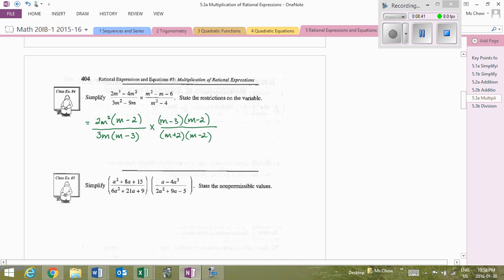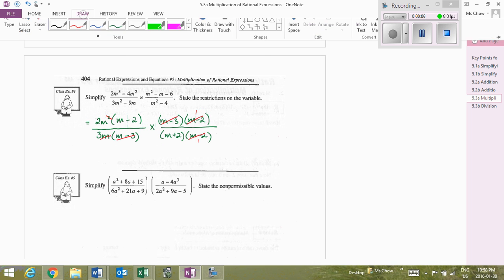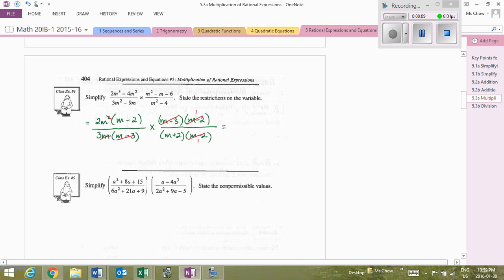so we have m squared and m, so we can cancel off one of those m's. M minus 2 and m minus 2. We can only take one numerator with one denominator. So I could either take this one with this one or that one with that one. But we definitely can't take the two numerators. So denominator and numerator might as well take one on top of itself, and then m minus 3 and m minus 3. So that then leaves us with 2m times m minus 2 over m plus 2.